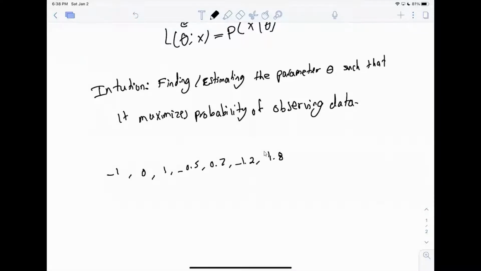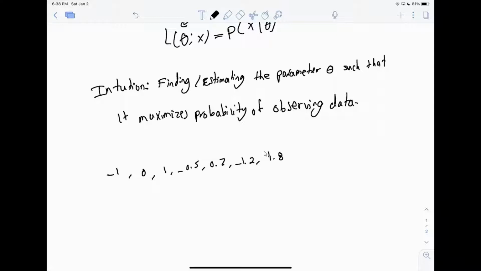This is the data I observe. I'm told that this data follows a normal distribution. Then I'm trying to find the maximum likelihood estimate for the mean of this normal distribution. Without any calculation, we will later on see that it's going to be the sample mean, but you might say that 0 is a good estimator for the mean, a good maximum likelihood estimator.